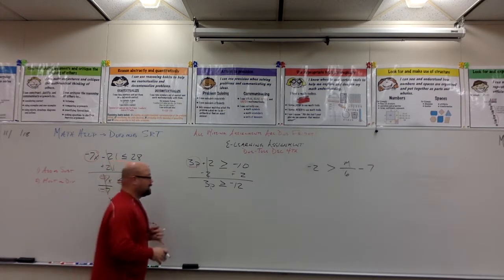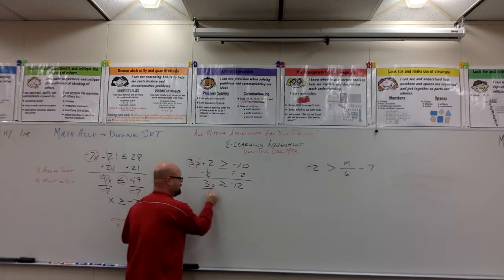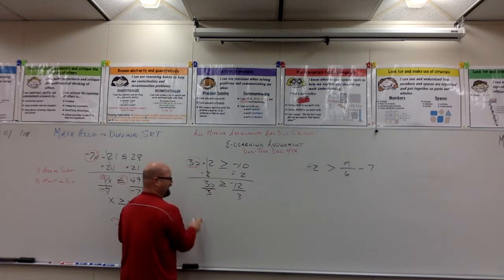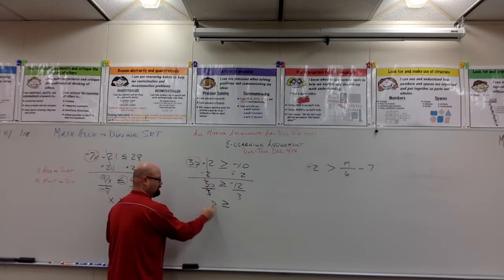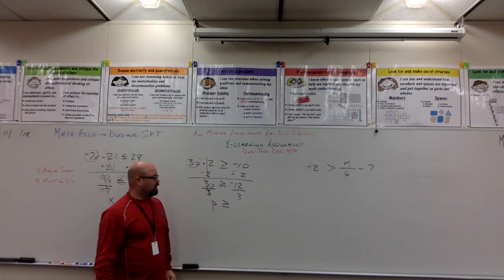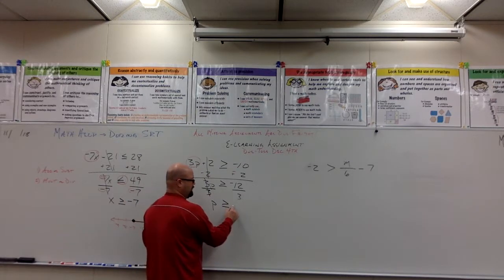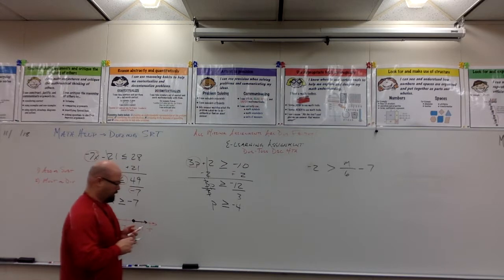All right? Do I have a negative here? No. So the opposite of multiplying by 3 is dividing by 3. Since I'm dividing by a positive number, my symbol stays the same. So my 3's cancel. I'm going to drop down my p. That negative 12 only matters for our answer. So negative 12 divided by 3: the opposite sign is negative, and 12 divided by 3 is 4. Okay? So my solution is p is greater than or equal to negative 4.